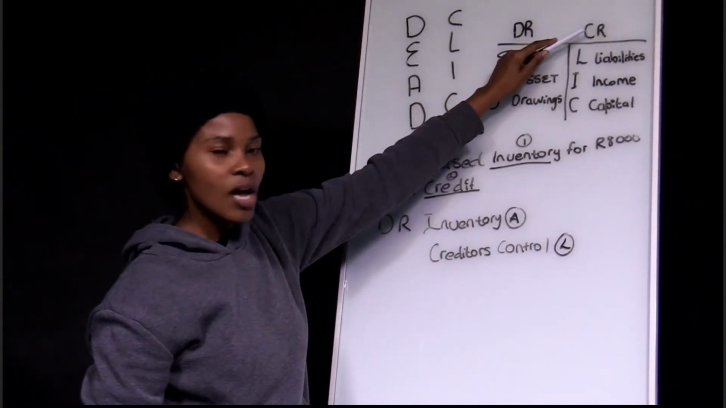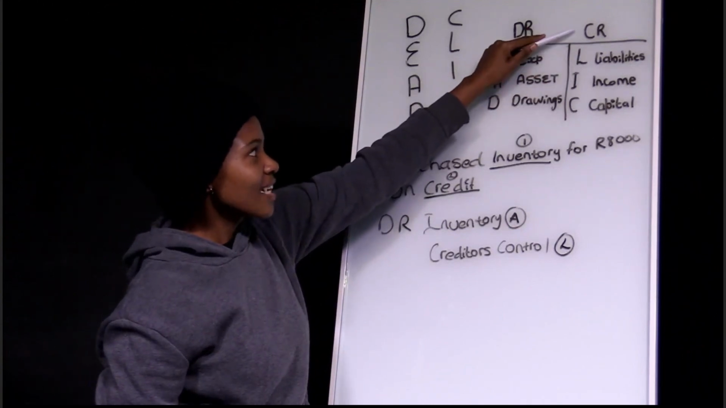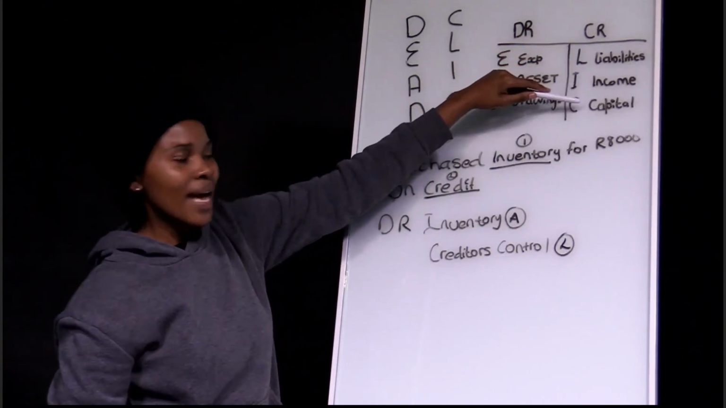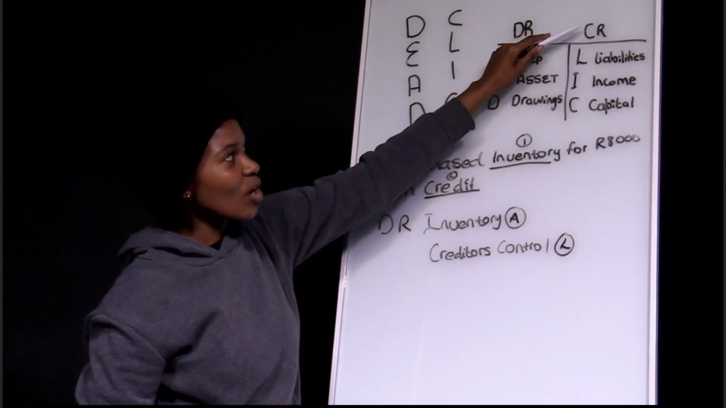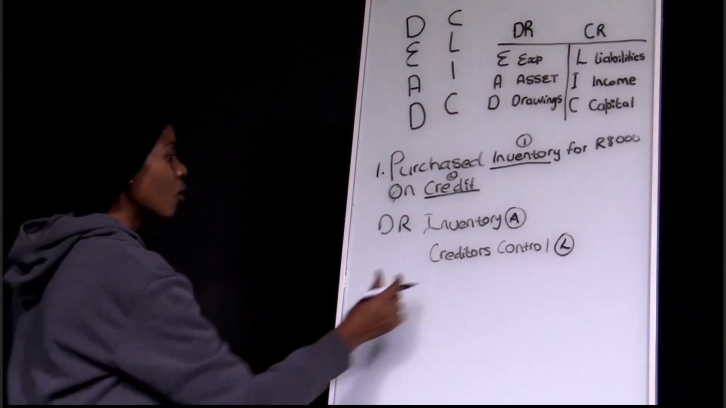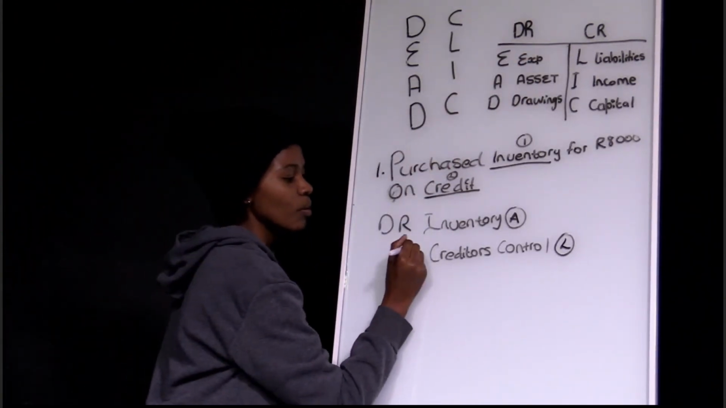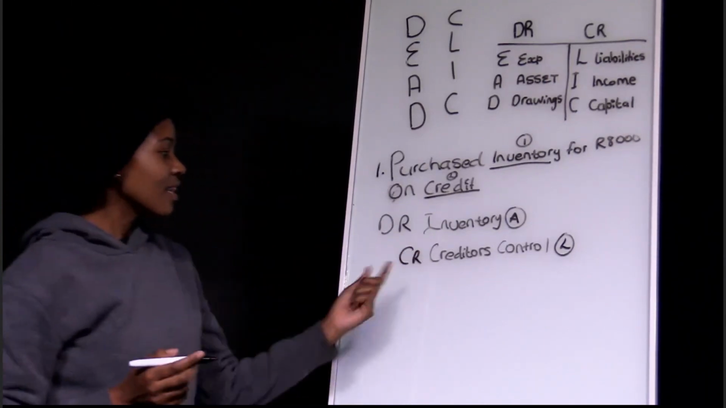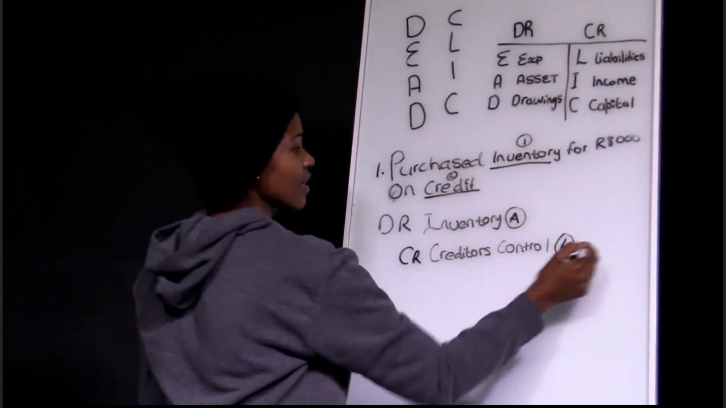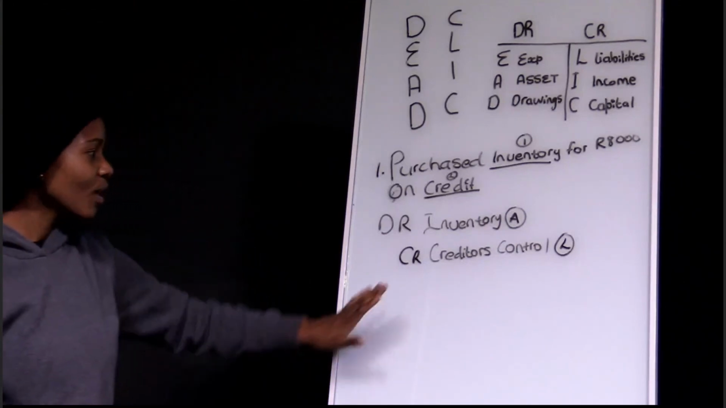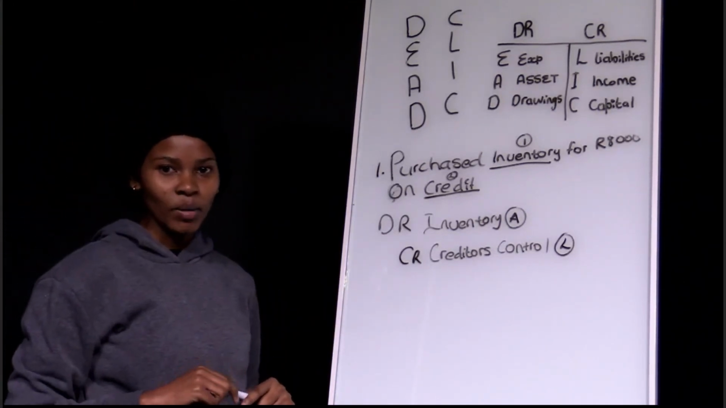And you know that from CLIC that your liabilities increase where? On the credit side. Because CLIC is telling us that on the credit side, liabilities, income, and capital increase. So you know that your creditors control will be what? Will be credited. Then you're done. Then you put the amount 8,000, 8,000. So you're done for the first example.